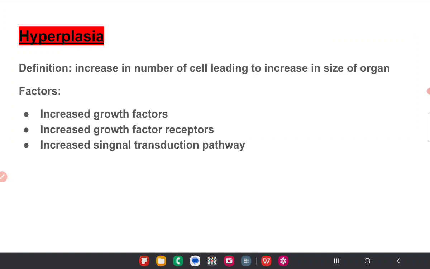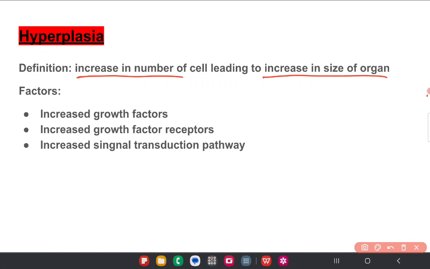Hyperplasia. Definition: increase in the number of cells leading to an increase in the size of an organ. Here you should note that it is an increase in cell number which causes an increase in the size of an organ. What are the factors involved? Increasing growth factors, which may be derived from various sources like epithelium, endothelium, as well as different structures, organs, liver, and various parts of the body, cause an increase in cells.